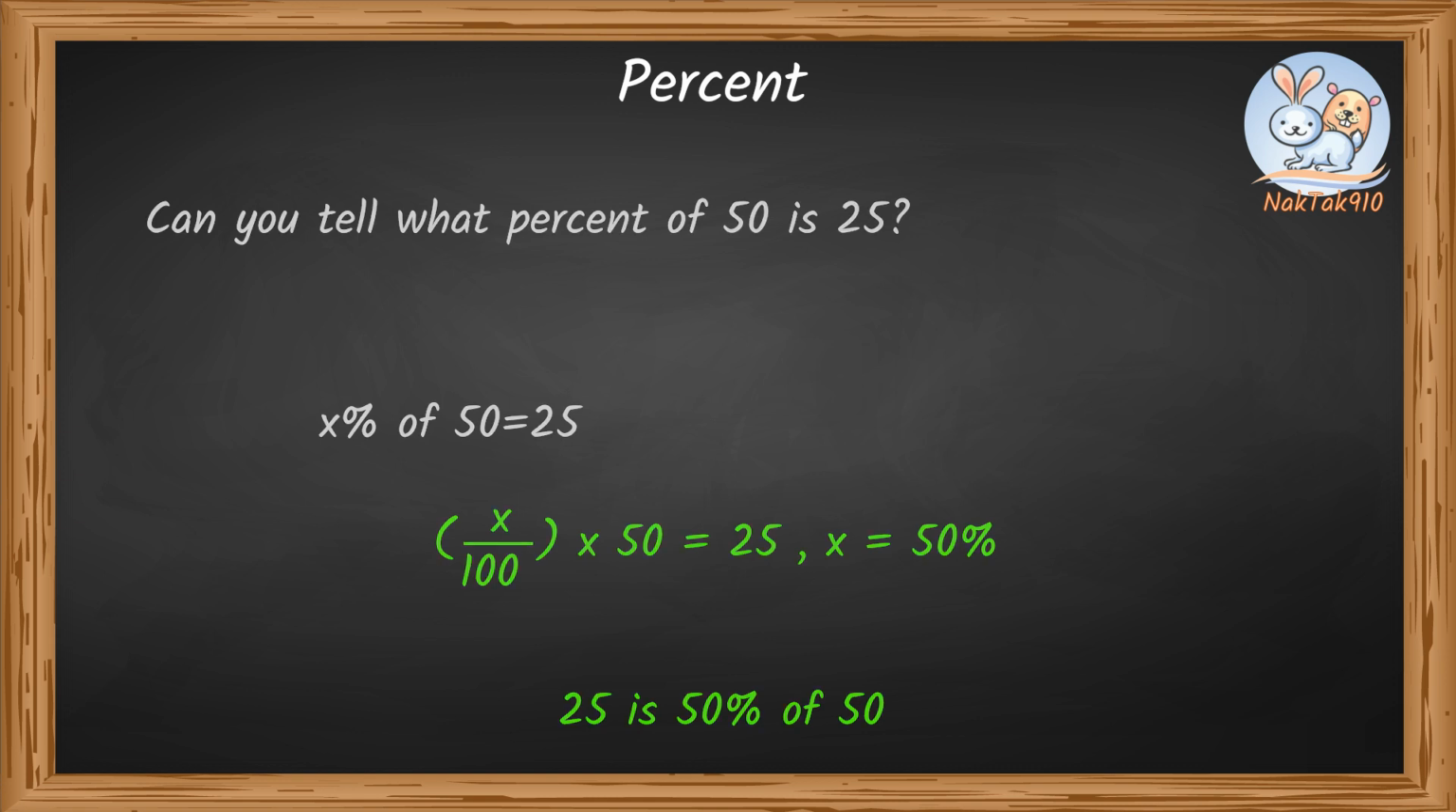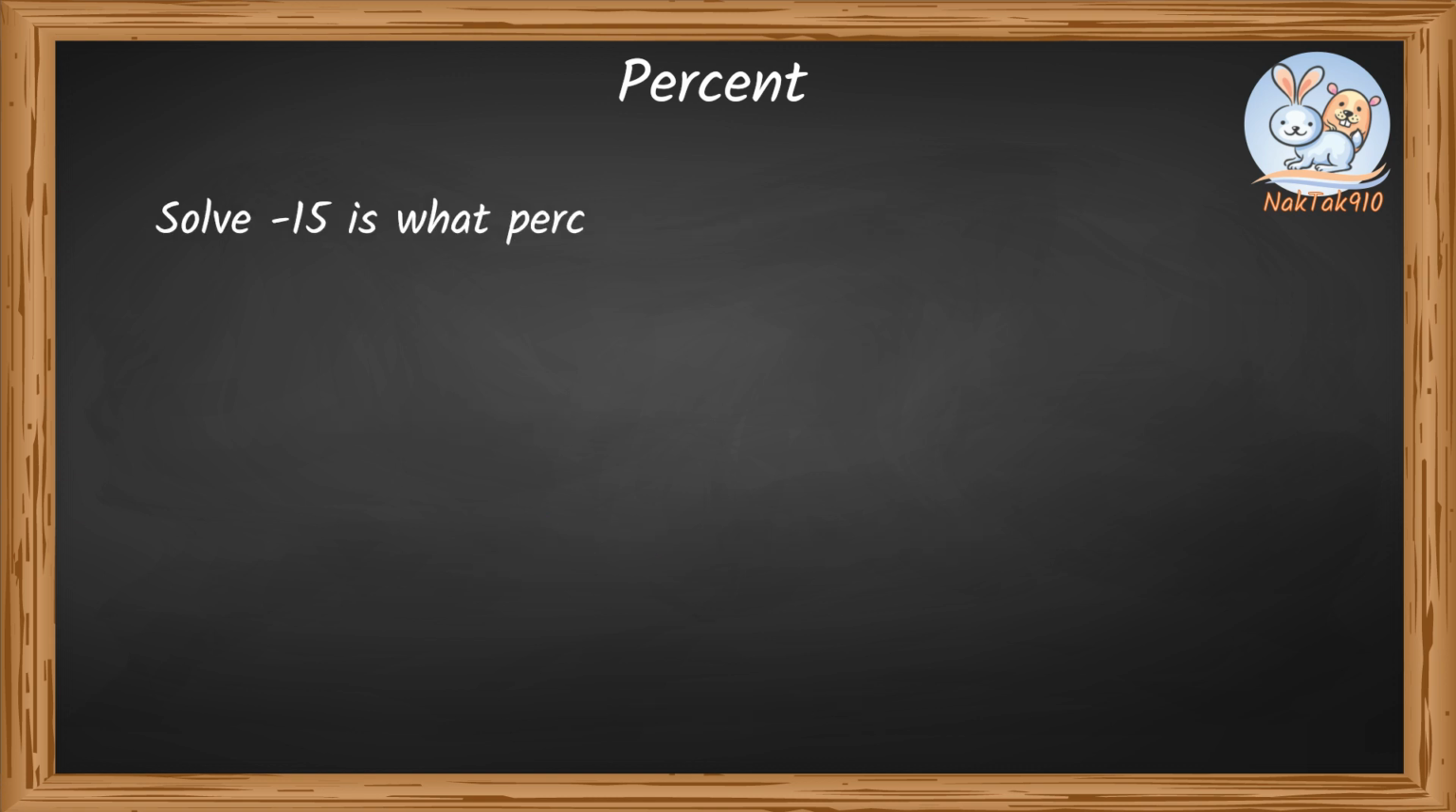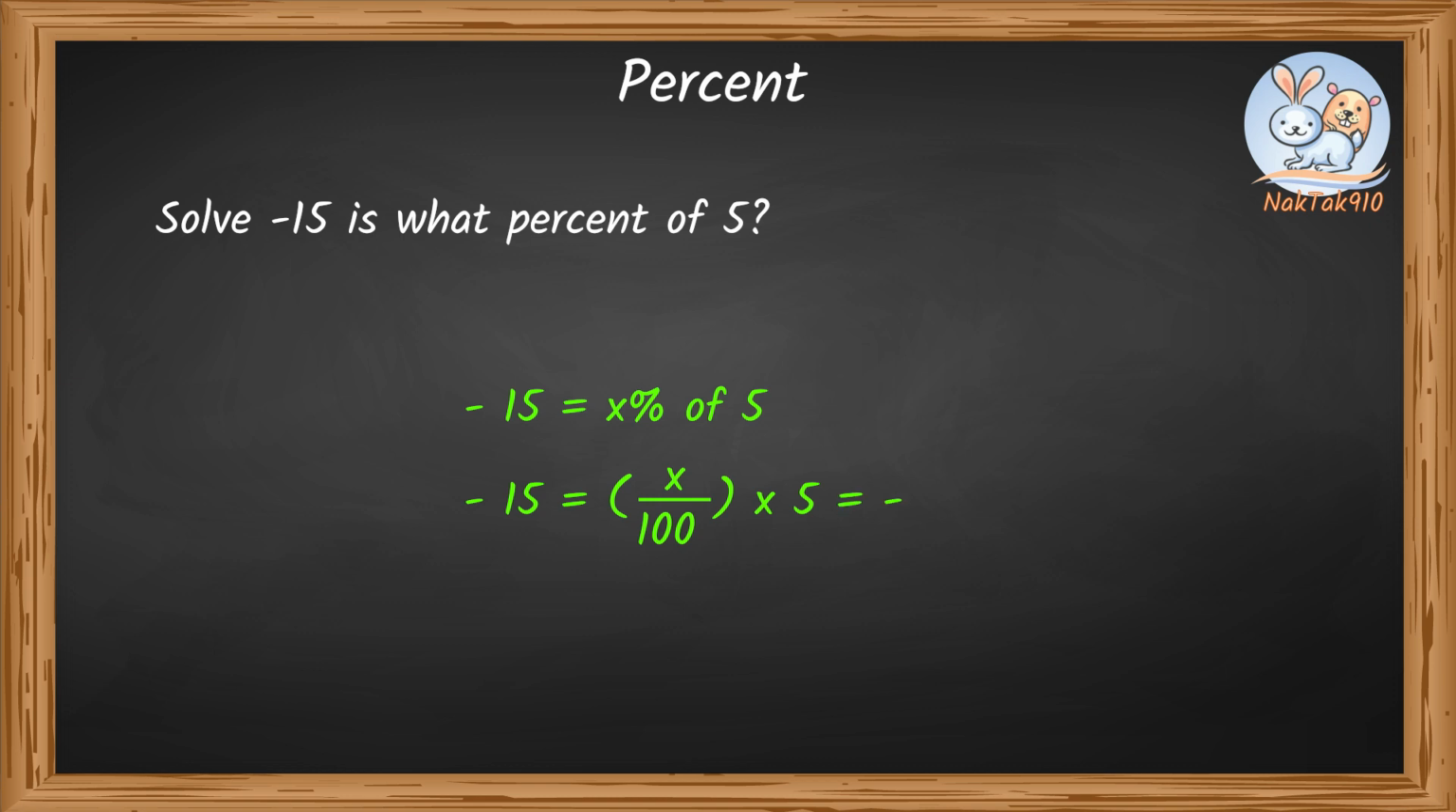Now can you tell me how to solve negative 15 is what percent of 5? It means negative 15 equals x percent of 5. Negative 15 is equal to x by 100 times 5, so x equals negative 300%. Negative 15 is negative 300% of 5.